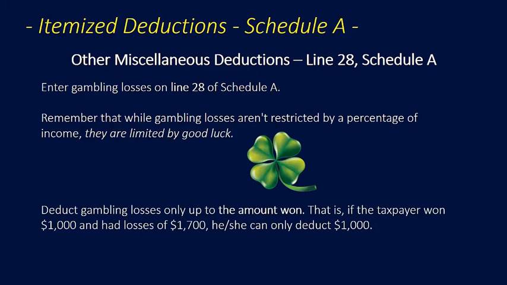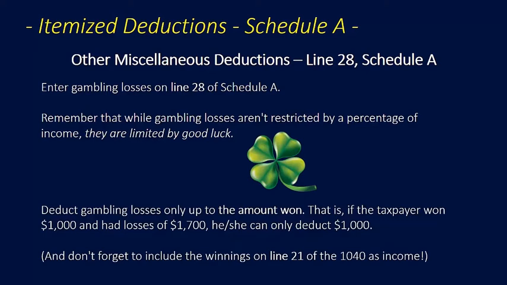Deduct gambling losses only up to the amount that was won. That is, if the taxpayer won $1,000 and had losses of $1,700, then he or she can only deduct $1,000. And don't forget to include any winnings on line 21 of the 1040 as income.